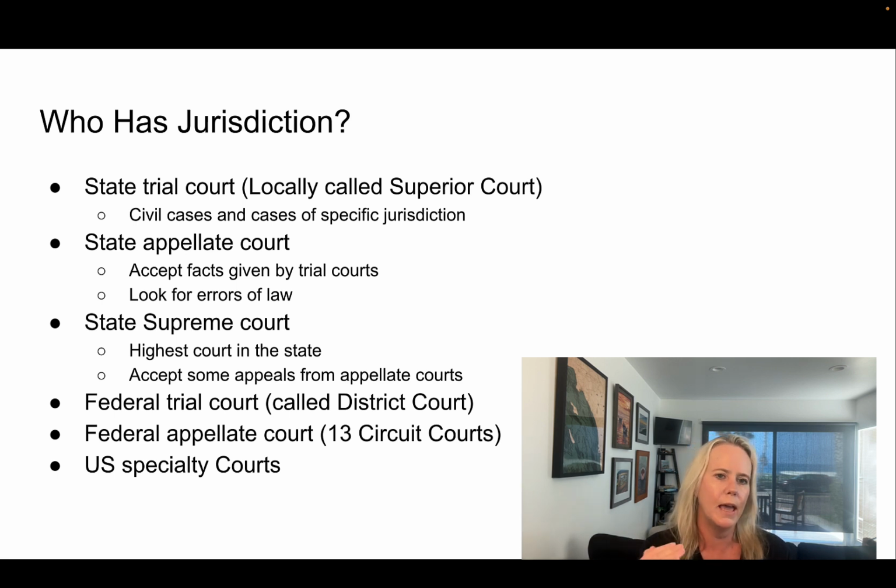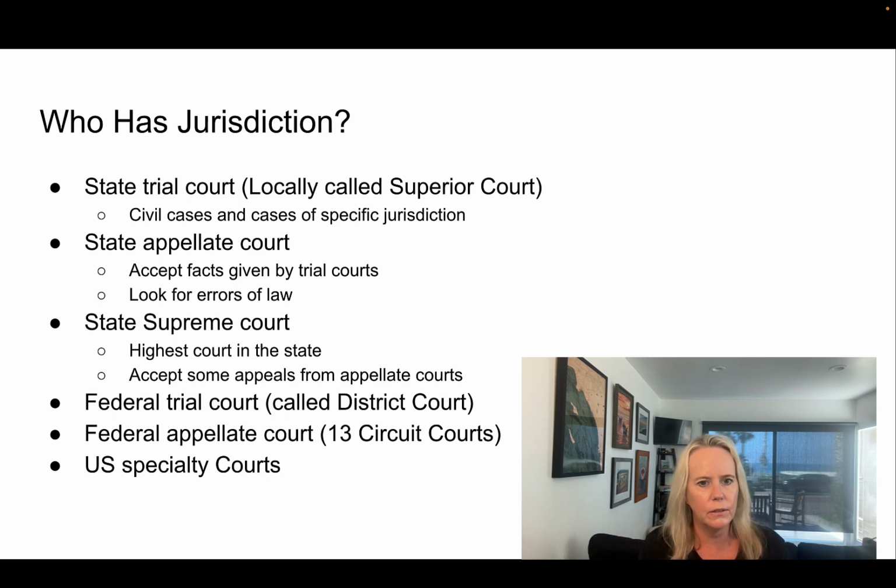At the next level, we have the state appellate courts. What the appellate courts do is they accept the facts given by the trial courts, and their job is to look for errors of law. And then at the highest level in the state, we have the state Supreme Court. This is the highest court in the state, and they accept some appeals from appellate courts, but a very small percentage. So generally, when you have a court case, at most, the highest level it typically goes to might be the state appellate court. Very, very rarely do cases go to a Supreme Court.